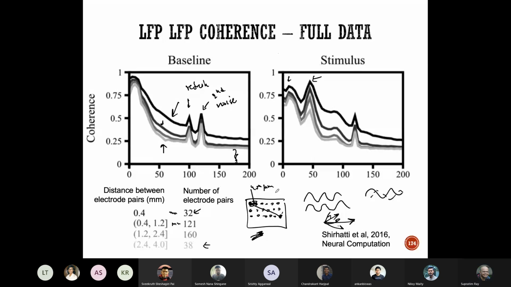Okay. So this is the result from a lot of electrode pairs that we had, of which I have given you 2 electrodes for doing the analysis that you can do using these commands.